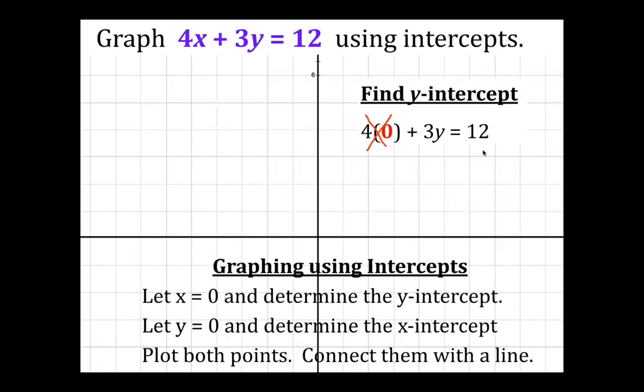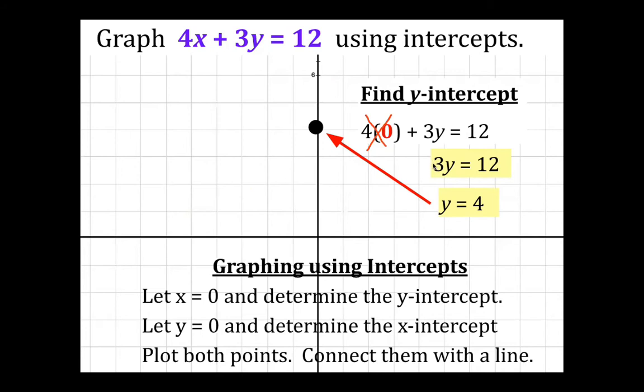Now you can actually divide both sides by 3. And once you do that, you get your y-intercept, which is just y equals 4. And once you've done that, you can go ahead and plot this value on the y-axis right there and plot your point. Now you can go ahead and do the same for your x-intercept.